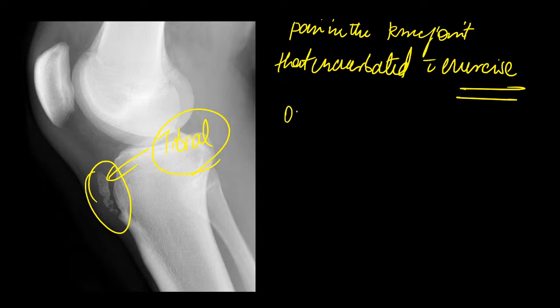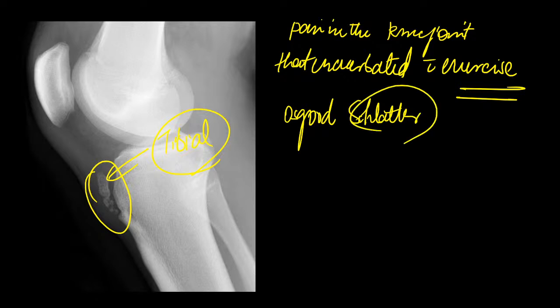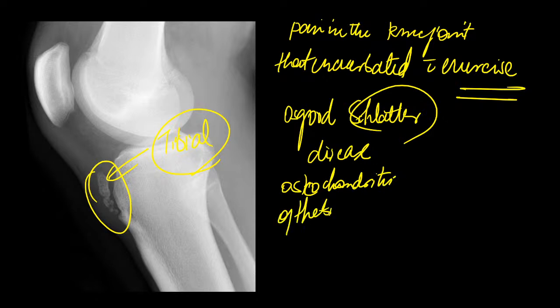it is characteristically seen in your Osgood Schlatter disease, right? Which is basically your osteochondritis of the tibial tuberosity, right?